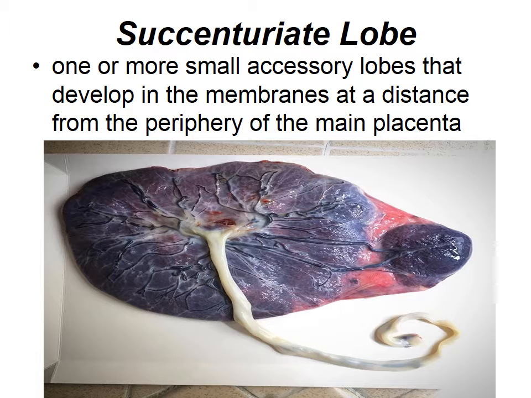Other factors leading to succenturiate placenta include implantation over leiomyomas, in an area of previous surgery, in the corner, or over the cervical os. Ultrasound, particularly color Doppler, can be used to identify this condition. The risk of vasa previa and retained placenta are increased with this condition.